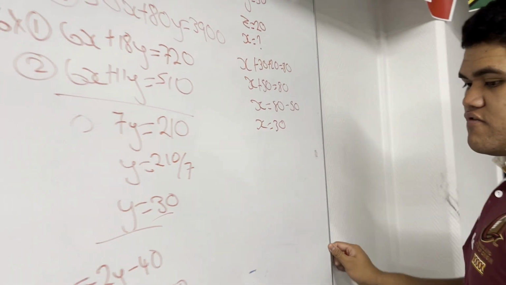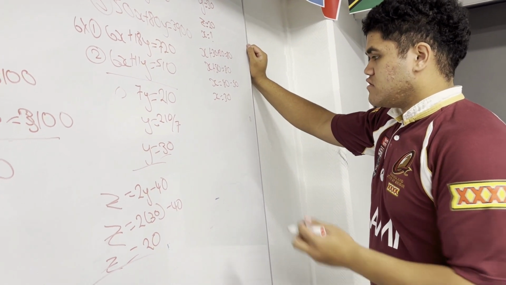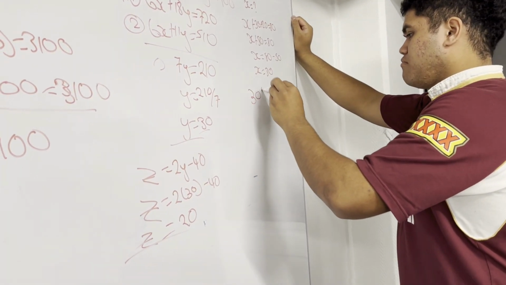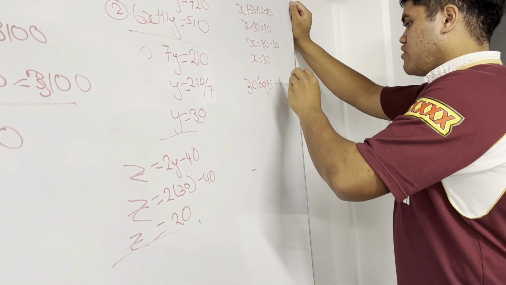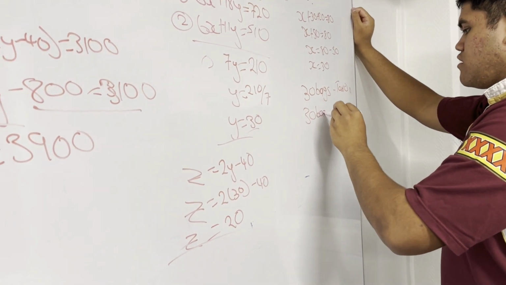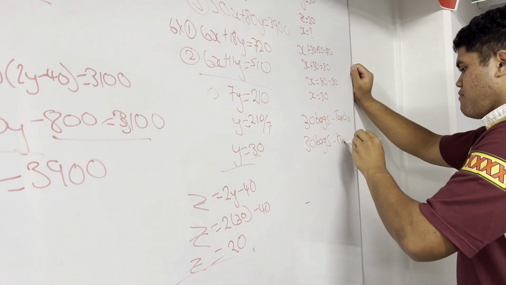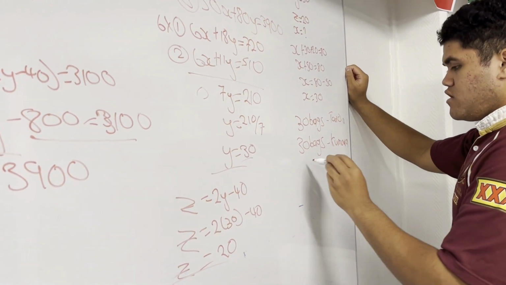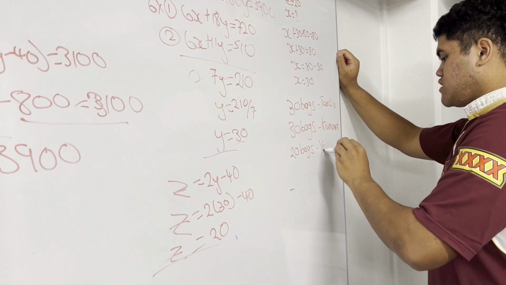Now we know everything: how many bags of kumara, how many bags of yam, and how many bags of taro. So we know that 30 bags is the taro. Also 30 bags for the kumara. And 20 bags for the yams. I hope this helps you all.